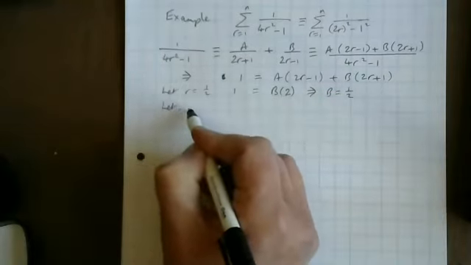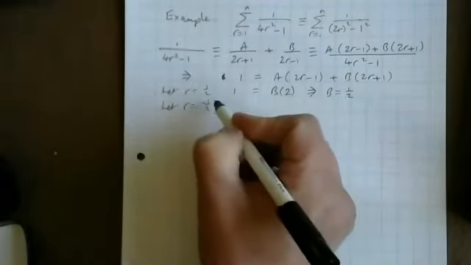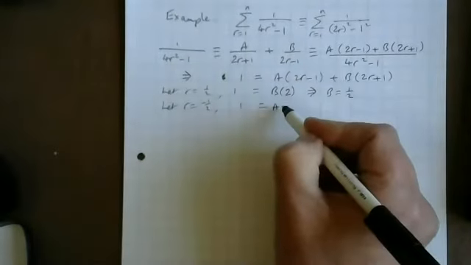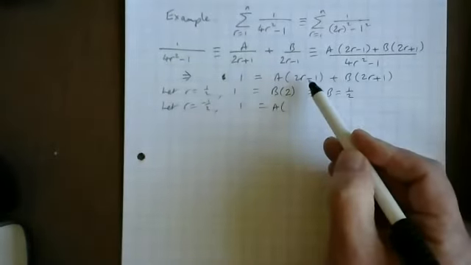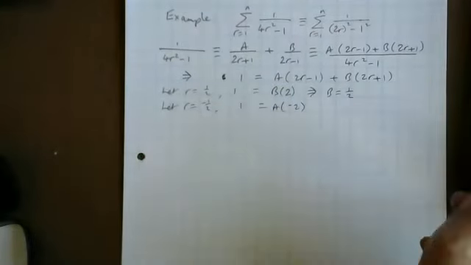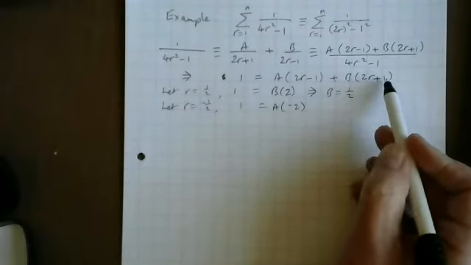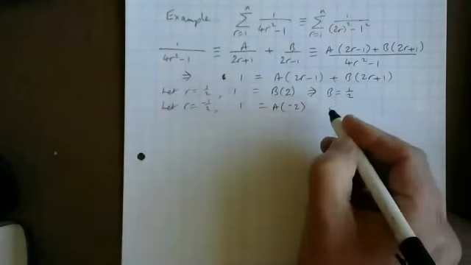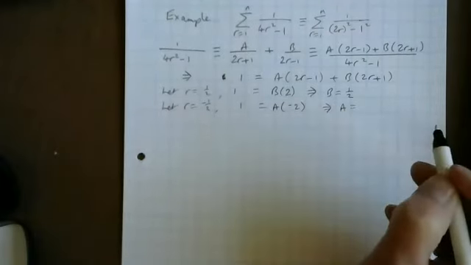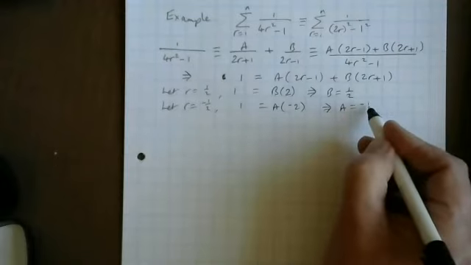Then let r equal minus a half. 1 equals a times (2 times minus a half is minus 1, minus 1 is minus 2), plus b times (2 times minus a half is minus 1, plus 1 is 0). So that implies that a equals 1 is minus 2a, a is minus a half.